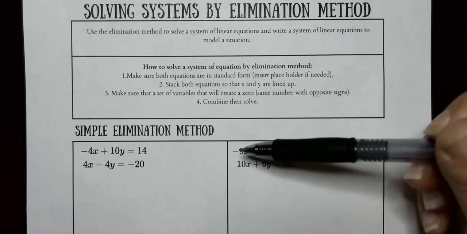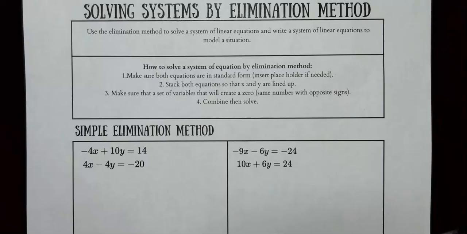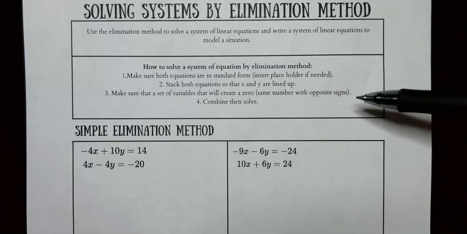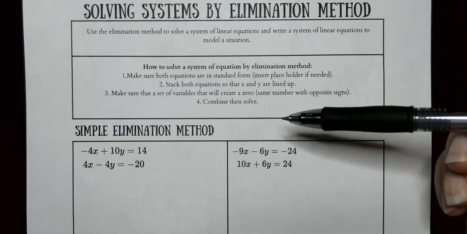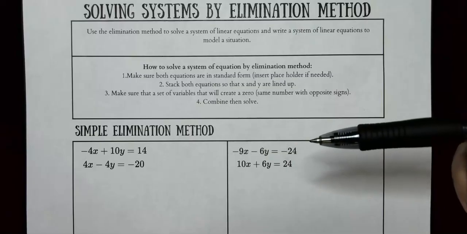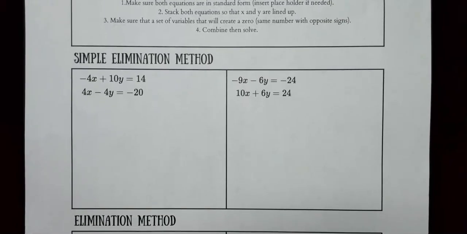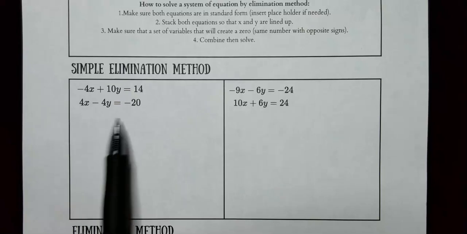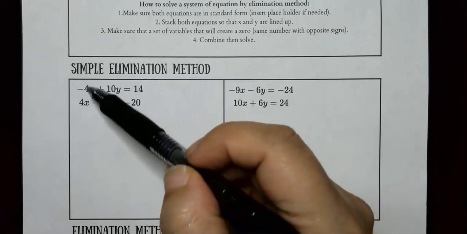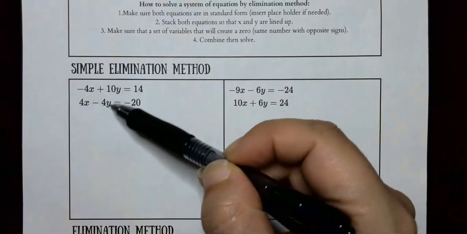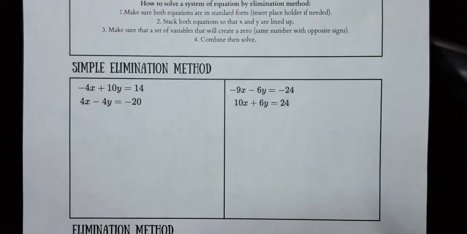The steps that we're going to use: we're going to make sure that both of our equations are in standard form. If we're missing an x or a y, we can insert a 0 placeholder to hold its place. We're going to stack both of our equations one on top of the other, so that our x's and our y's are lined up and we can add and subtract vertically instead of horizontally. We are also going to make sure that before we start adding and subtracting, one of our variables has the same number but opposite signs, so it can create a 0, because that's the main topic that we're going to have to do for elimination.